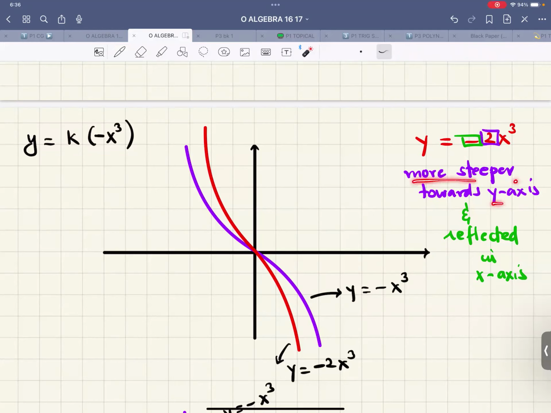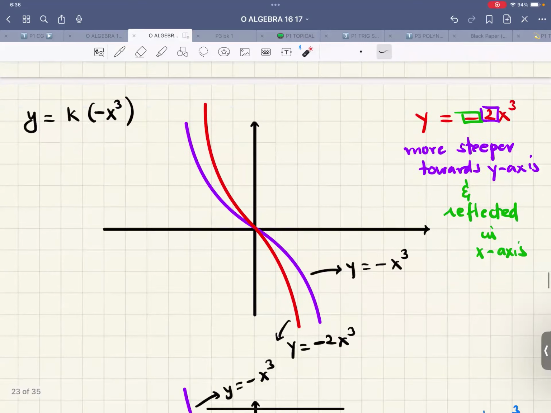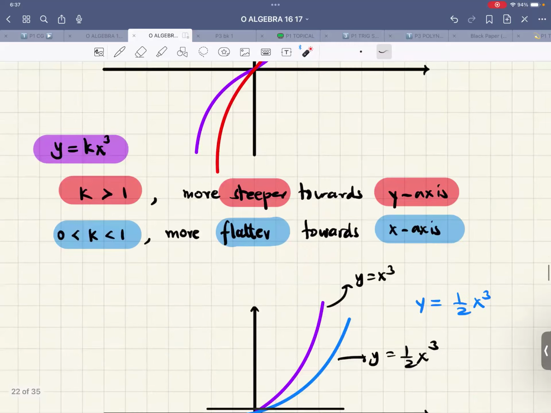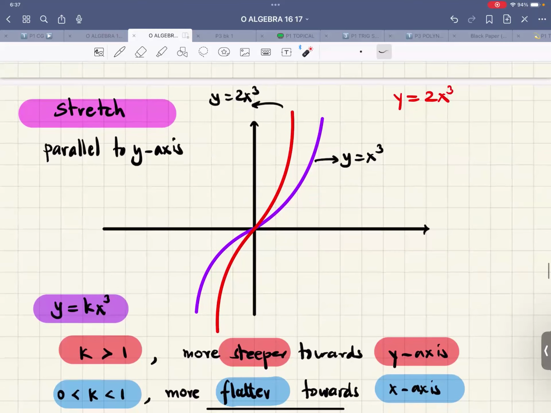So again, it's more steeper towards the y-axis, but we are transforming negative x cube. So take the graph of negative x cube and make it more steeper. That is an easy way. If I compare it with the original x cube, that's more steeper towards y-axis, and then it's reflected. So it all depends how you want to compare it. Let me explain it again. If you want to compare it with y is equals to x cube, you first stretch it and then you flip it, something like this.